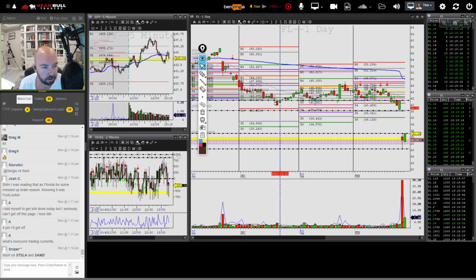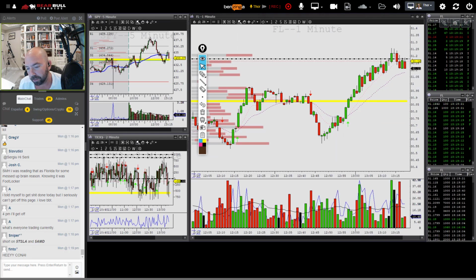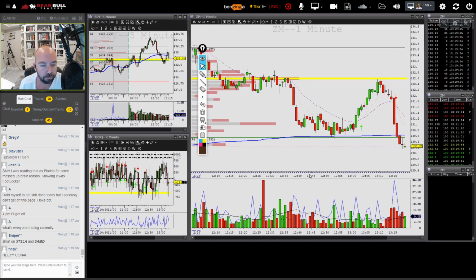Also traded Zoom today, which was really fun. I got a really nice pop on Zoom.